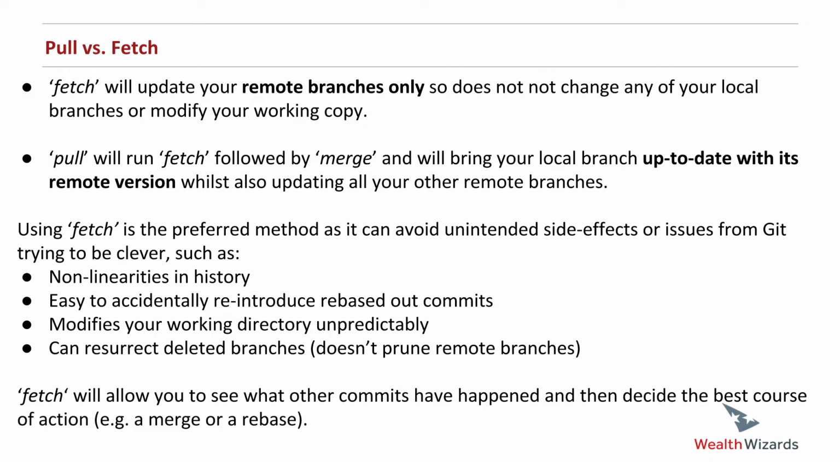As I said earlier, it modifies your working directory unpredictably, because you don't know what the upstream changes are. You don't know what Git's going to have to do to resolve the merge for you, basically. And you can also resurrect deleted branches. So if you've got a branch that's been deleted on the upstream and do a git pull, you're going to resurrect that branch, essentially, which isn't good.